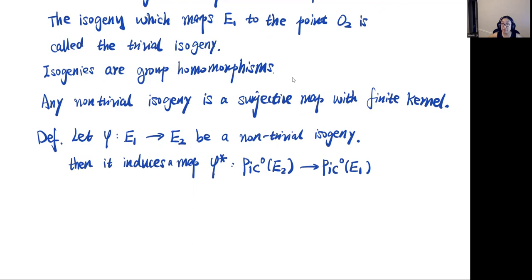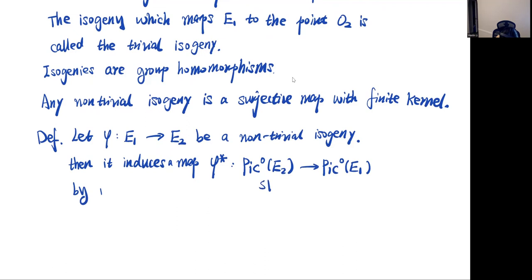Namely, if I take any degree zero divisor of E2, this pullback map is nothing but taking the pre-image of each point in the support of that divisor, with multiplicity, and then you will get another degree zero divisor. And because you can pull back functions, this is actually a well-defined map on the divisor class group.